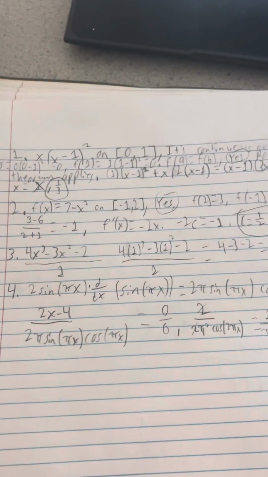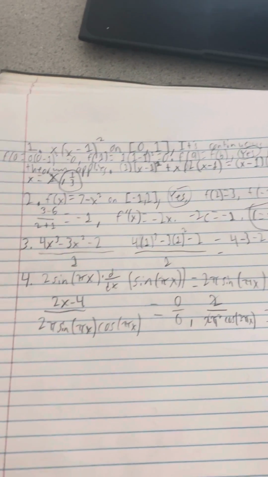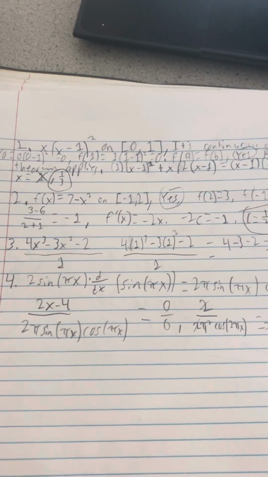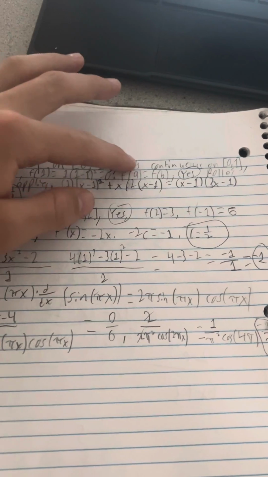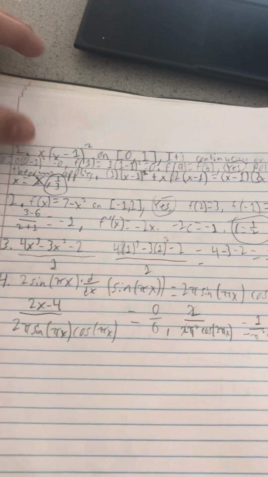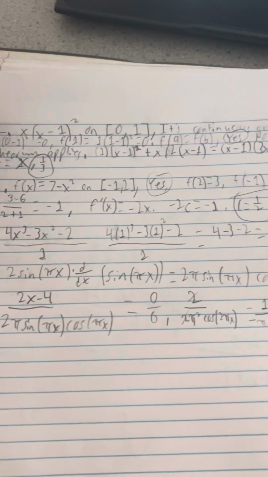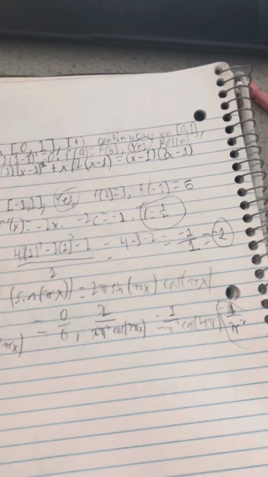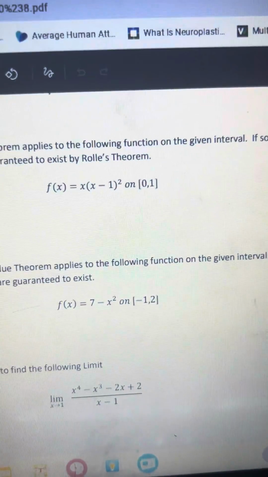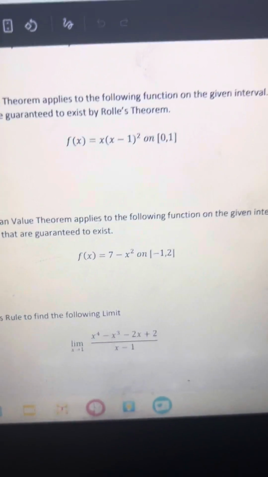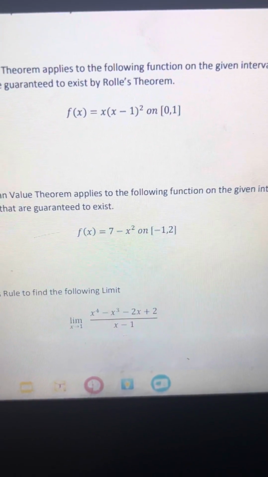First of all, to figure out if Rolle's theorem applies, we have to figure out if it's continuous on the closed interval, and then if it's differentiable on the open interval. It's a polynomial, so it is. We also have to make sure that f of the endpoints, f of 0 and f of 1, are equal.